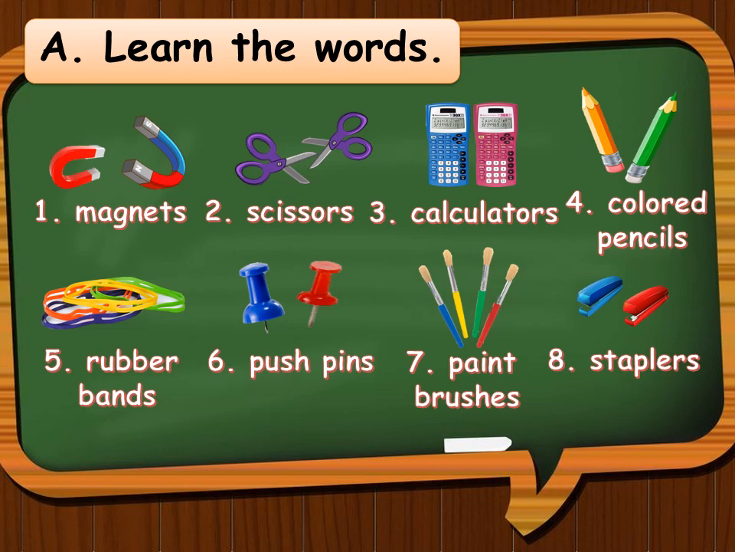Now, if you have noticed, the following objects are not only one, but they are 2 or 3 or 4. And we will add S to the following names because they are not just one, they are many. They are plural, they are not singular.